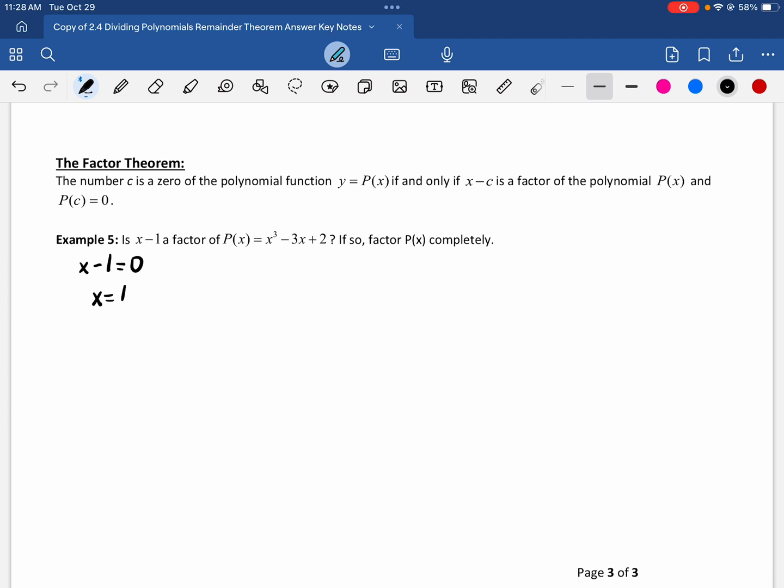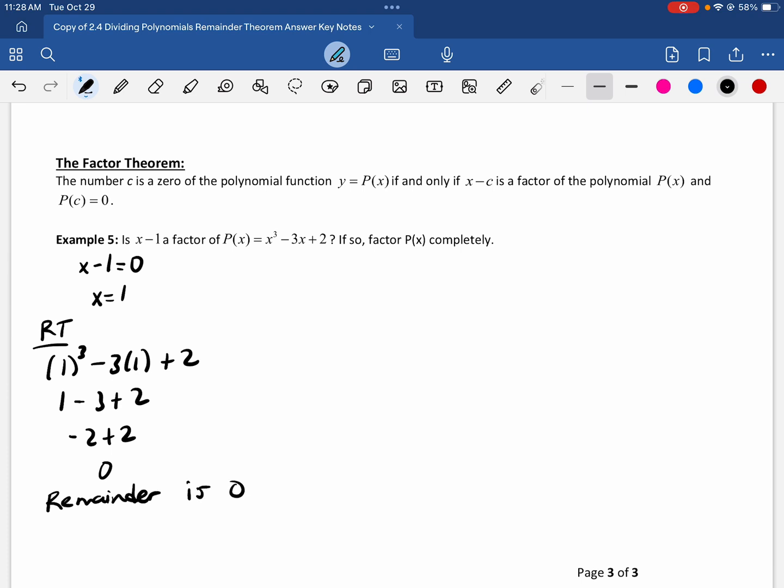So to do the remainder theorem, I'm going to plug in a 1 for my x and I'm going to simplify it. So that's going to be 1 minus 3 plus 2. That gives me negative 2 plus 2, which is 0. So I did get a remainder of 0. So that tells me that yes, it is a factor of this polynomial. Remainder is 0. So x minus 1 is a factor of p of x, because that remainder is 0.